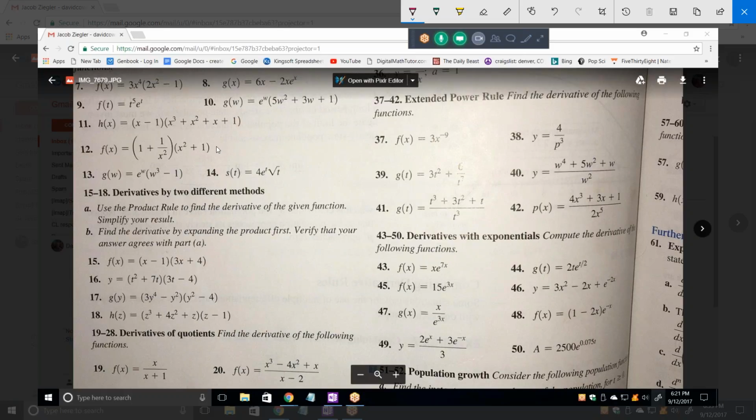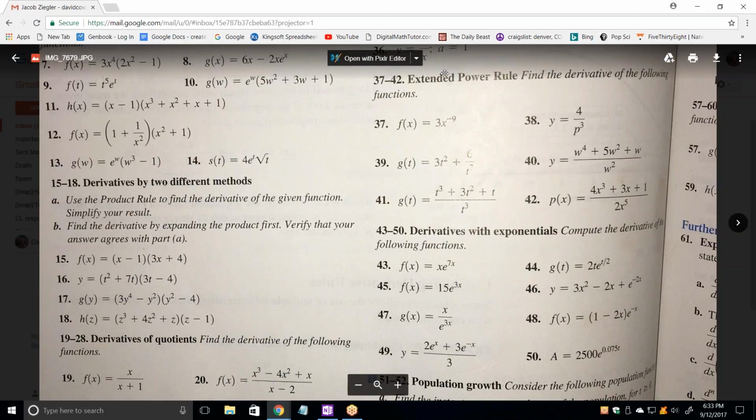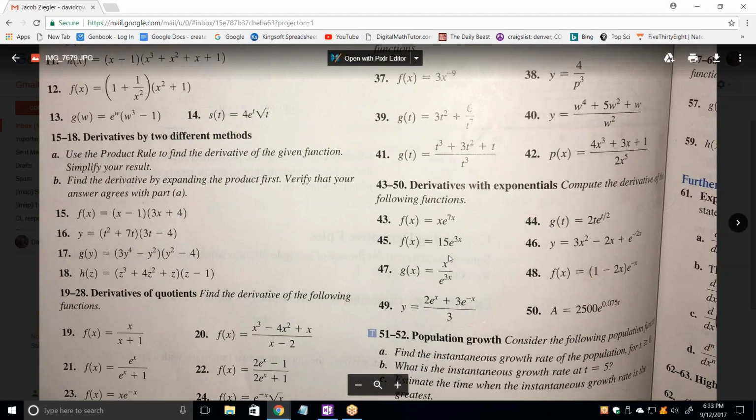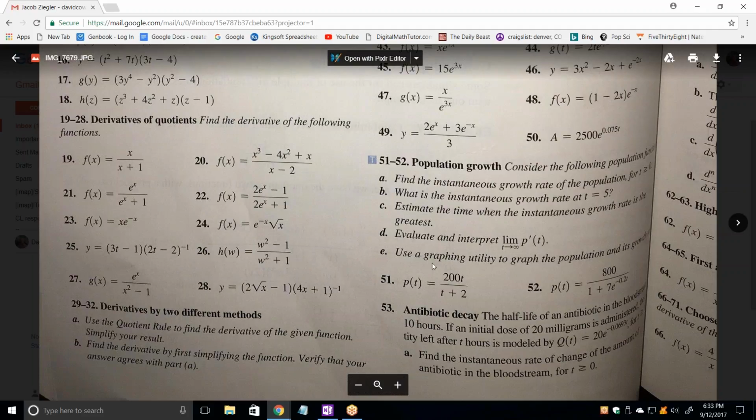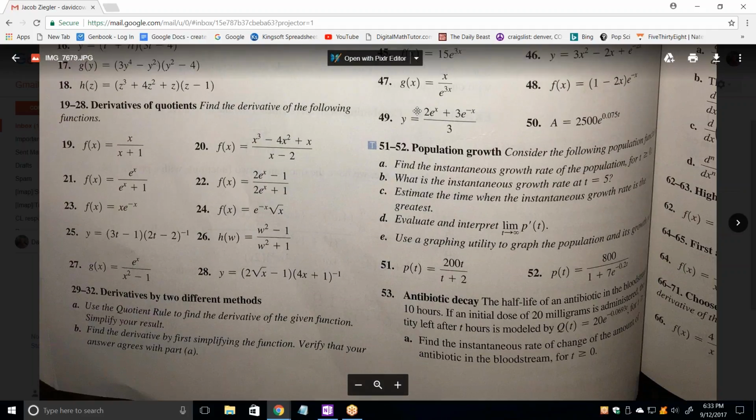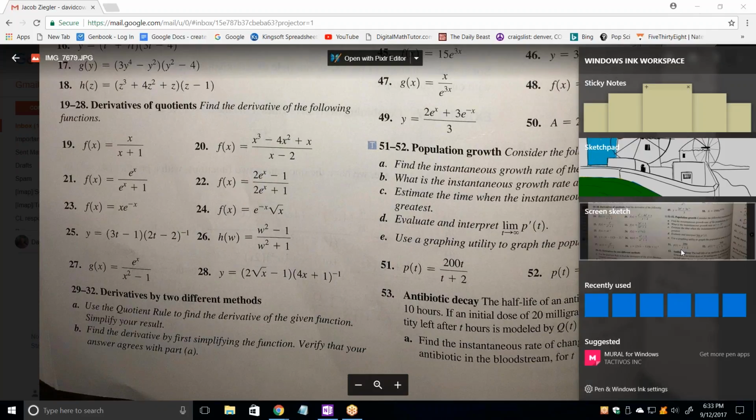What's next after 12? 12, 24 through 28. Okay. Yeah, this is good stuff.